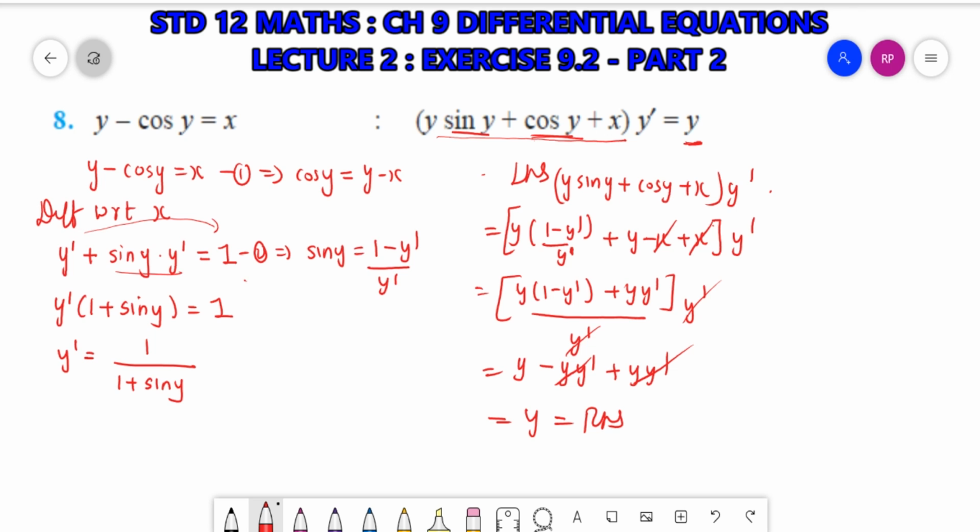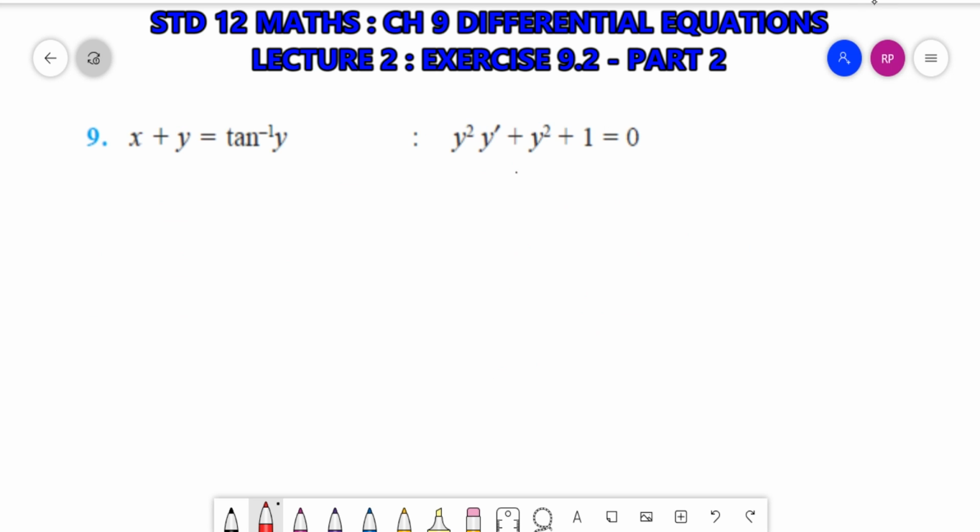Now let's move to the next question. Question number 9, you have to prove that x plus y equal to tan inverse y is the solution of the differential equation x square y dash plus y square plus 1 equal to 0. X plus y equal to tan inverse y.